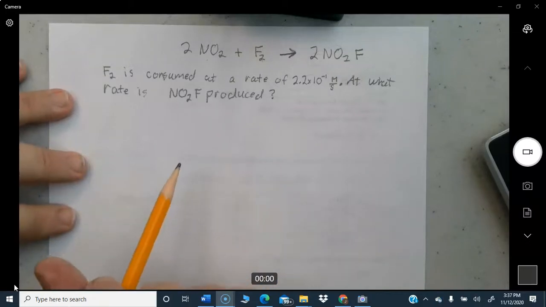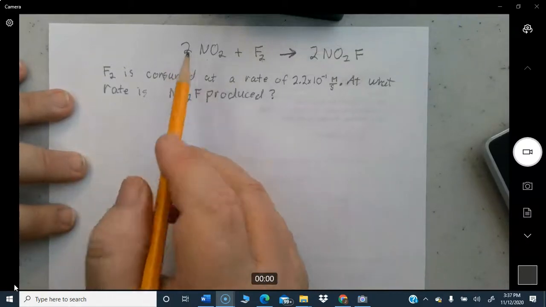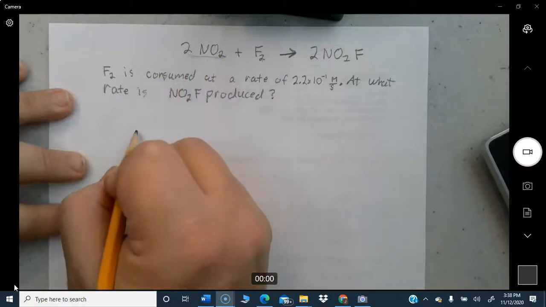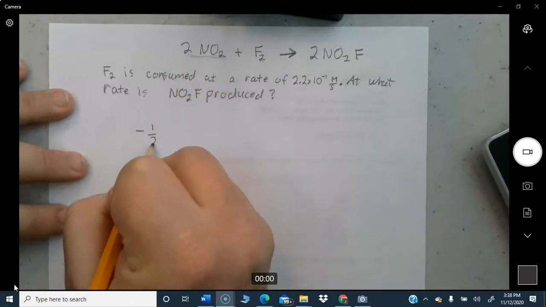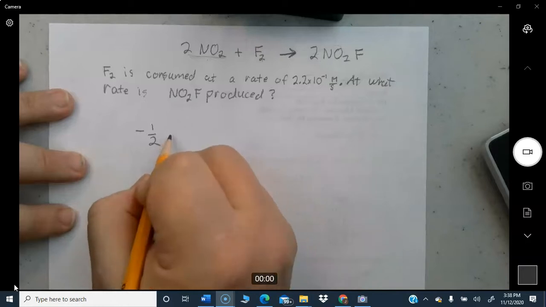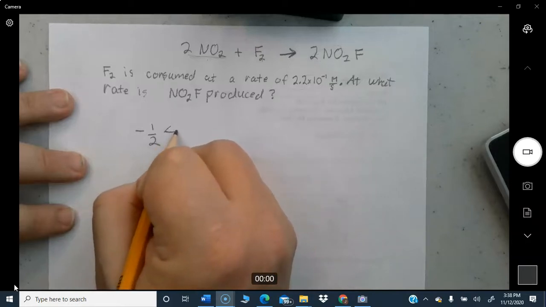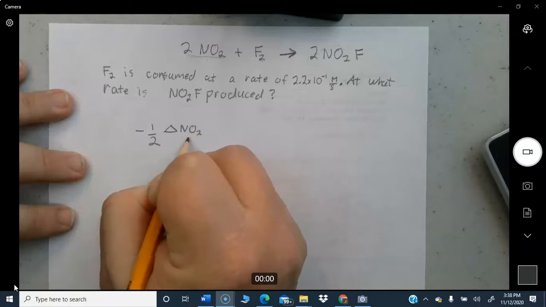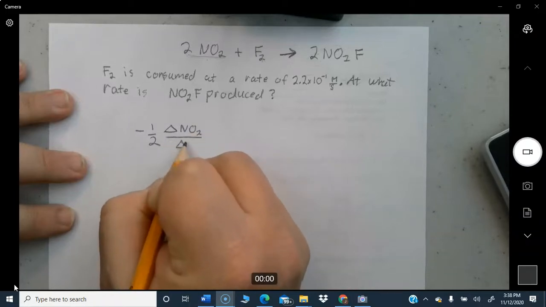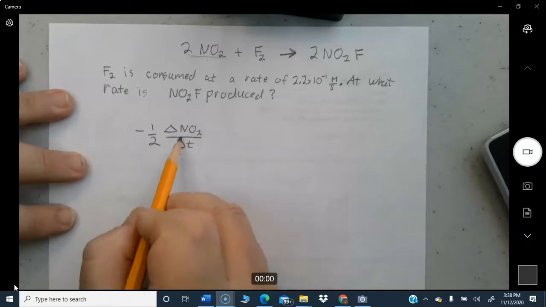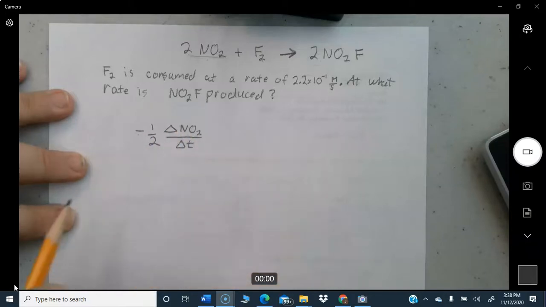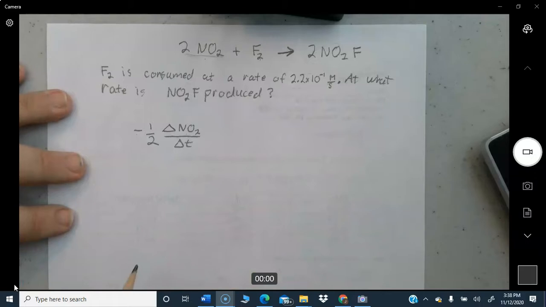Okay, so here we go. What you do is you take the reciprocal of the coefficient, and since it's a reactant, a negative sign goes in front. Does that bring it back to you if you didn't remember that? And then it's going to be times delta [NO2] over delta t. Remember, there's an implied negative sign in here because it's a reactant. You know it's decreasing, so the negative is going to make the rate positive. Rates must be positive.